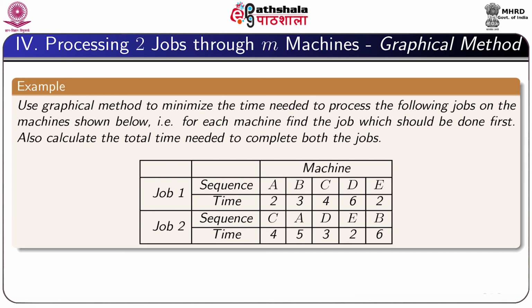Let us take another example. Use graphical method to minimize the time needed to process the following jobs on machines shown below. That is, for each machine, find the job which should be done first and also calculate the total time needed to complete both the jobs.